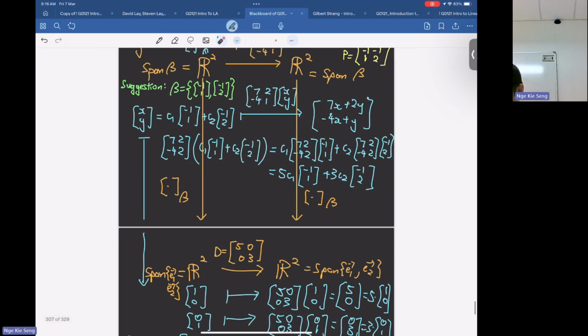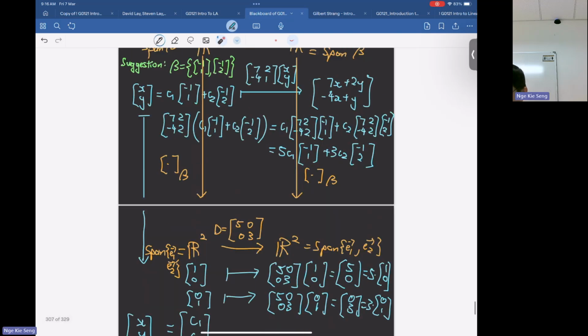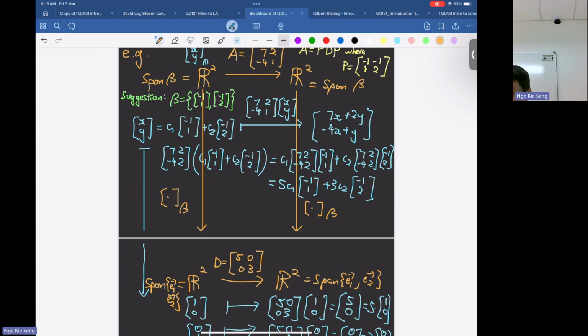Let's show what happens in this diagram. We said that this commutes, right? What does it mean by commute? In this diagram, if you follow the arrows, there are two ways to go from the top left to the bottom right. We want them to give the same answer. Although we go through two different ways, they get to the same answer. So let's try it.